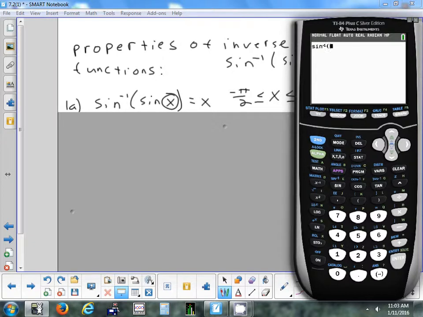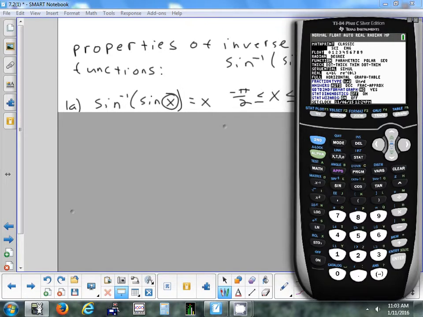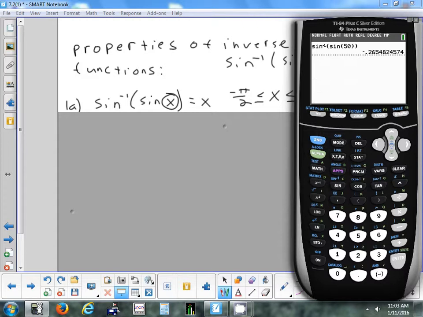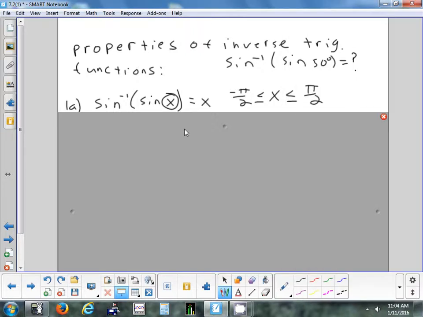Second inverse sine of the sine of 50. Make sure you're in the right mode. Okay, so they cancel out, and I get back what I started with. That's going to work for any angle between negative 90 and positive 90. If I try an angle above 90, watch what happens. I don't get back the same thing. So inverse sine and regular sine cancel out as long as you're between negative pi over 2 and pi over 2 in radians, or negative 90 and 90 in degrees.